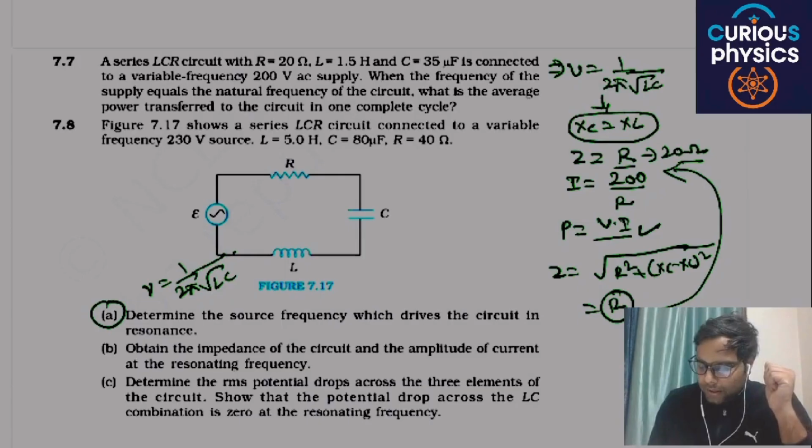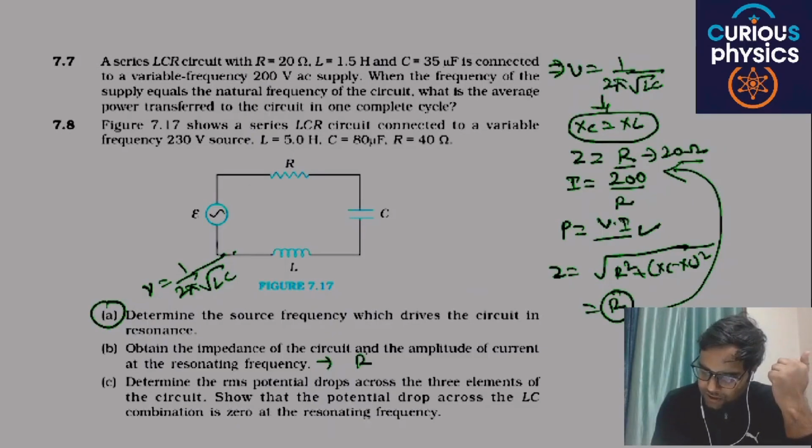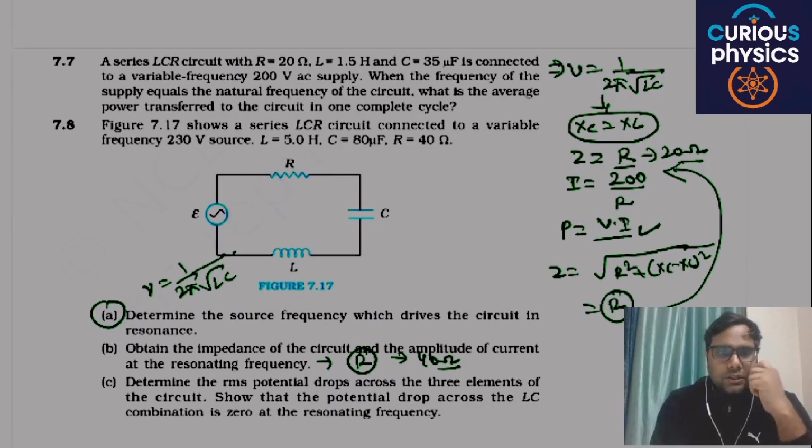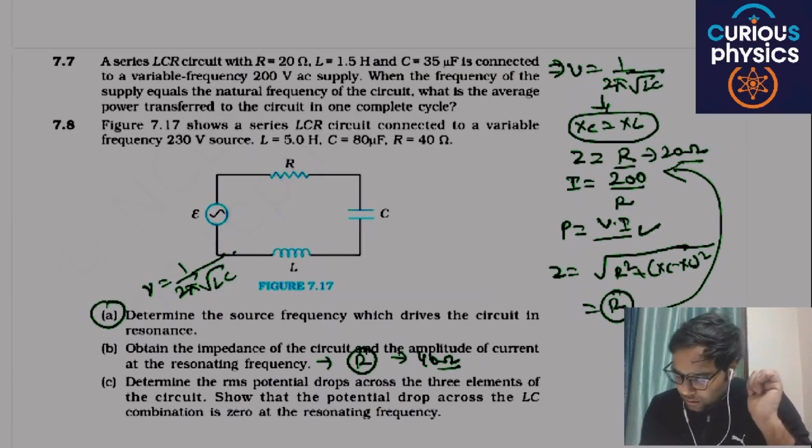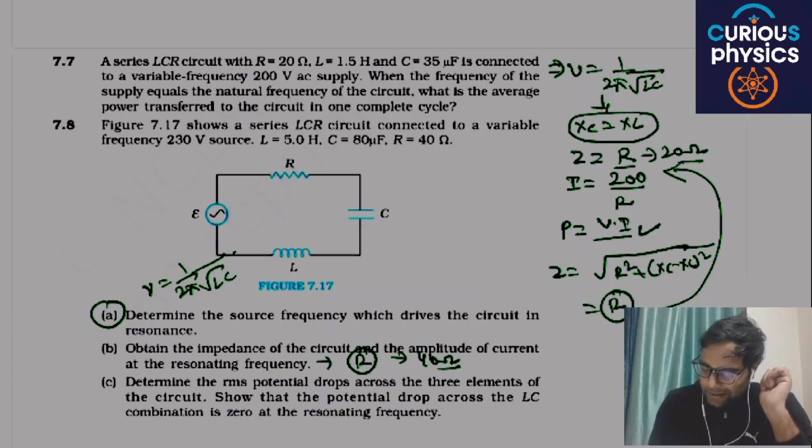Second part, obtain the impedance of the circuit and the amplitude of the current at the resonating frequency. Same as question number 7.7, at the resonating frequency the impedance is nothing but the value of resistance, and the answer will be directly 40 ohm, because at resonance XC is equal to XL. And the third part, determine the RMS potential drop across the three elements of the circuit, so that the potential drop across the LC combination is 0.